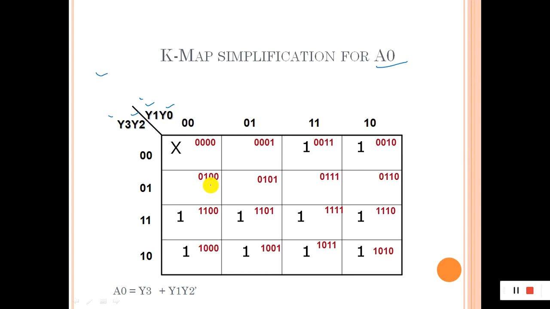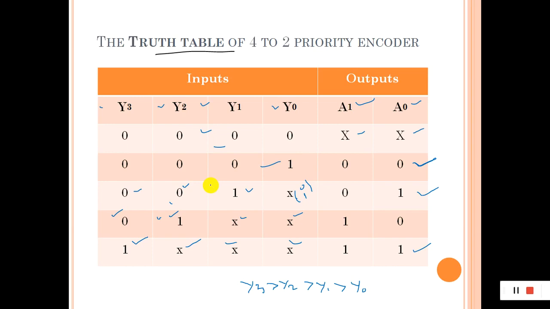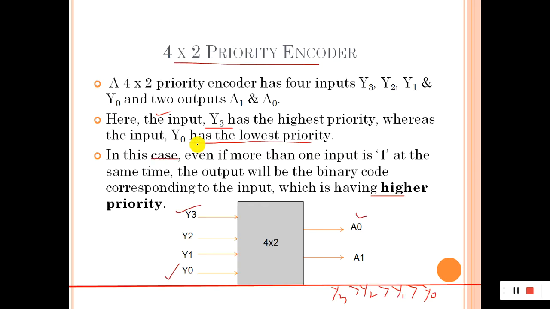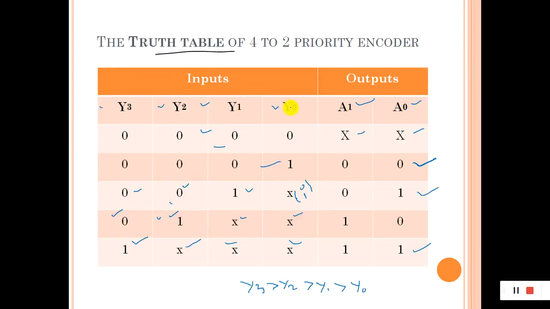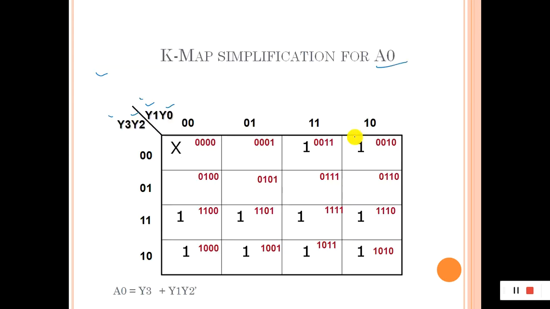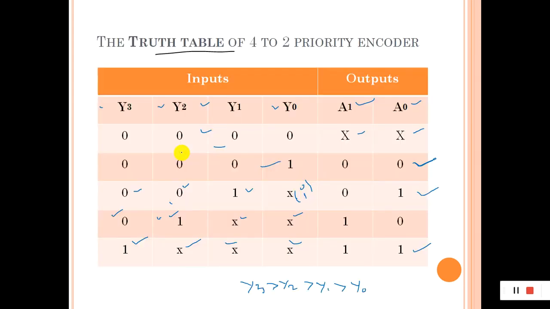Now, how are we going to fill it? This is a special thing. First of all, A naught. We are designing for A naught. Whatever the input, if all inputs are zero, the condition is don't care. That is, if all the inputs are zero, then what is the output? It is don't care. So I am putting don't care here. Now the second thing is the one. Just check where the one is for A naught.